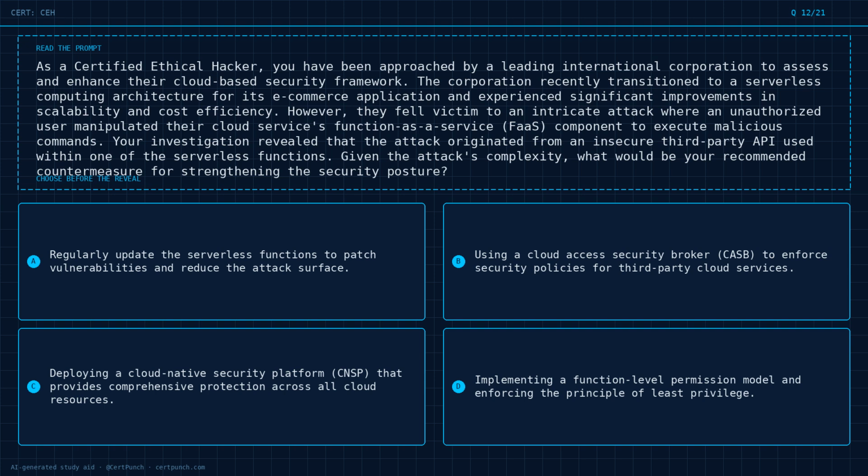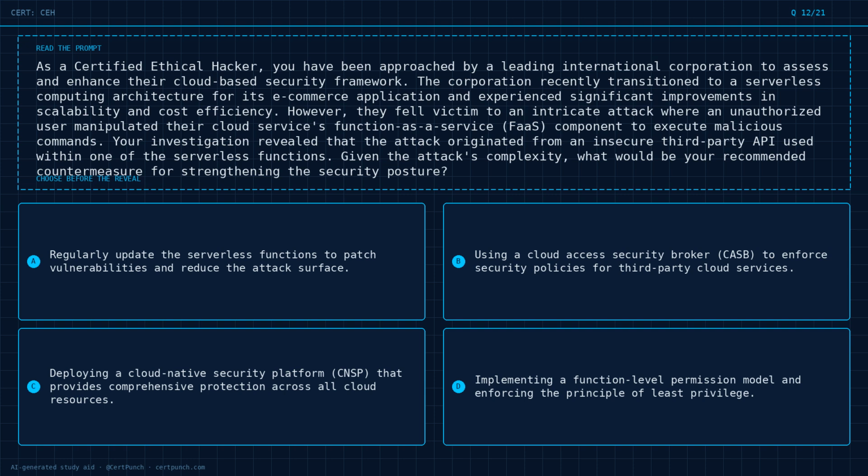The corporation recently transitioned to a serverless computing architecture for its e-commerce application and experienced significant improvements in scalability and cost efficiency. However, they fell victim to an intricate attack where an unauthorized user manipulated their cloud service's function as a service, FaaS, component to execute malicious commands. Your investigation revealed that the attack originated from an insecure third-party API used within one of the serverless functions. Given the attack's complexity, what would be your recommended countermeasure for strengthening the security posture?